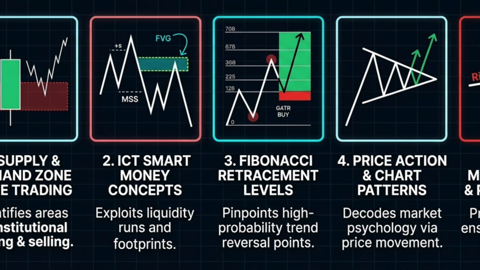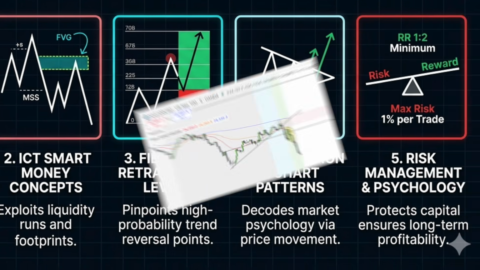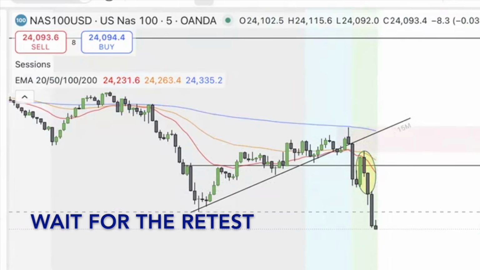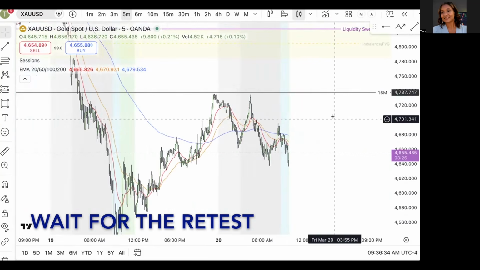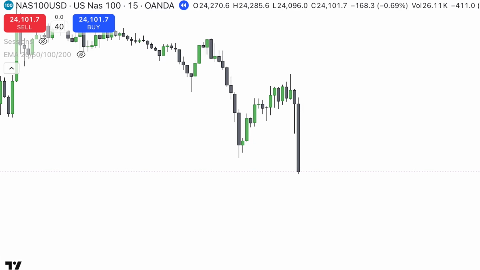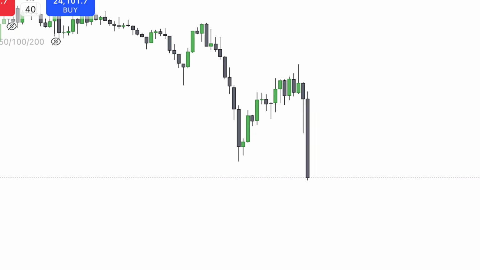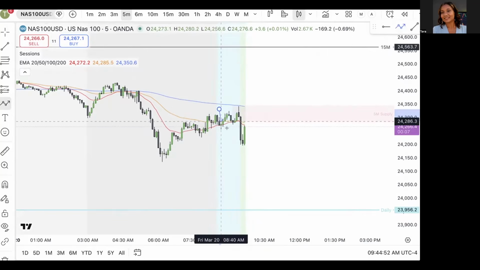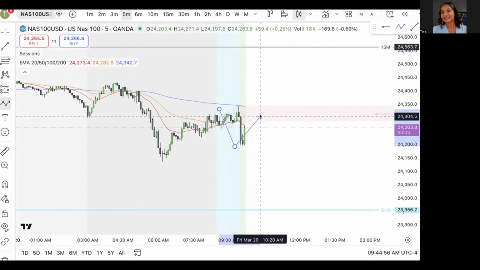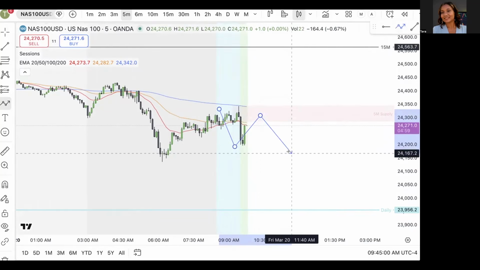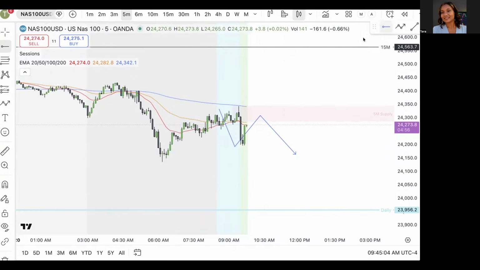Sometimes the hardest part of trading isn't finding a setup, it's knowing when to enter. When price breaks a level, momentum can look strong. It can feel like the move is already underway. But quite often the market does return to that level before continuing. And when that happens, the entry can actually become clearer.